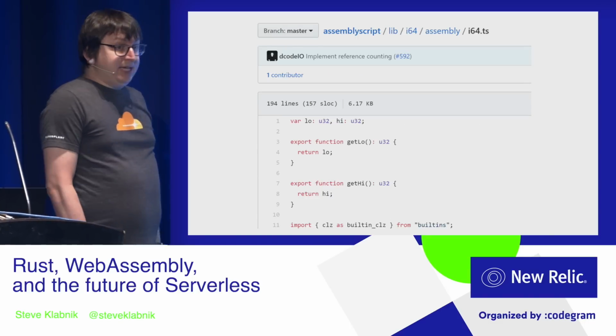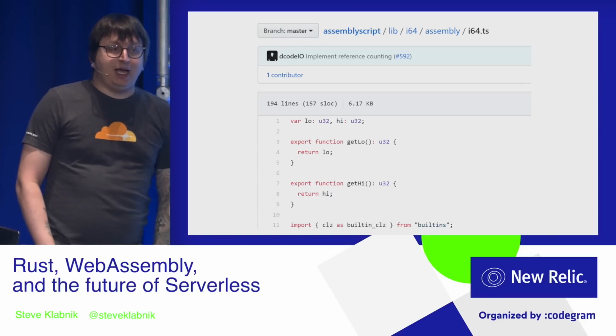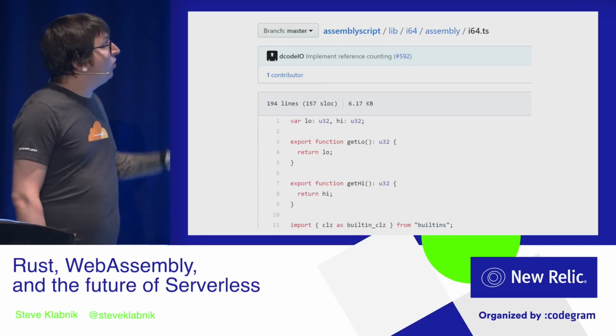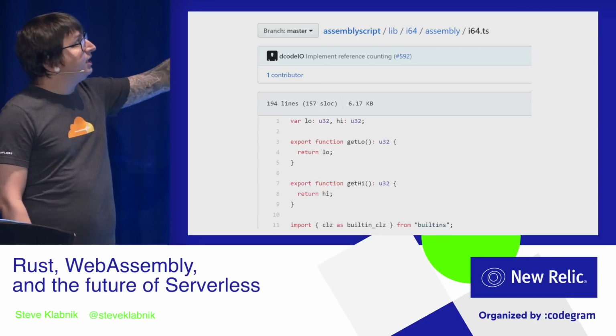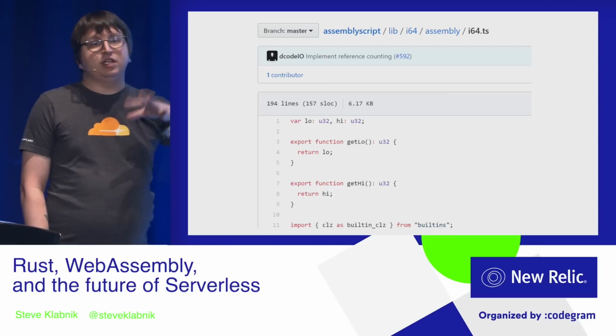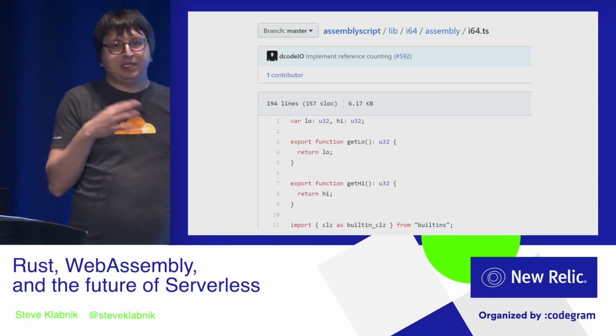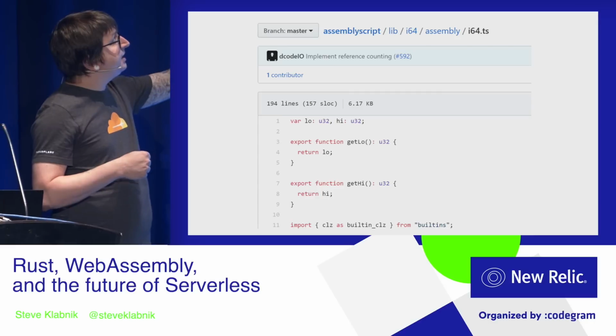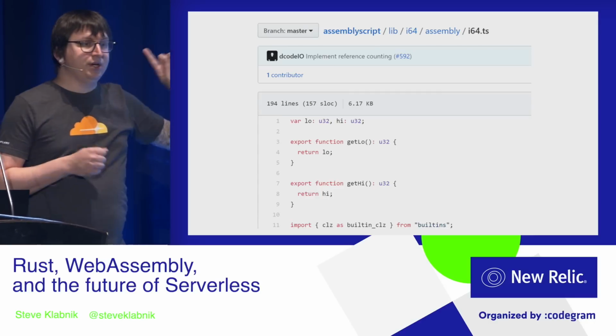This is an example of AssemblyScript, which is a subset of TypeScript that compiles to WebAssembly, and it's a more complicated example. This involves giving you 64-bit integers in JavaScript by writing a library that implements them in TypeScript or whatever. And so it's 6 kilobytes of source code in TypeScript.